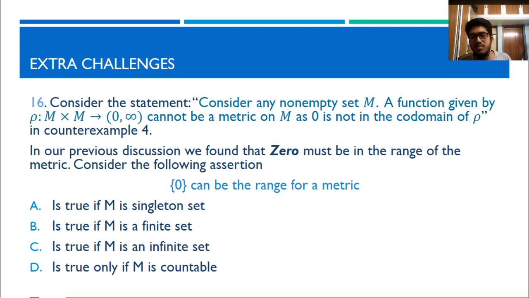Yes, Pranidhi, you have given the right reasoning. Because if it's singleton, we already discussed multiple times that rho of x comma x will be equal to 0. That's the only possible value here since the range is 0. So only in the case of singleton this works.